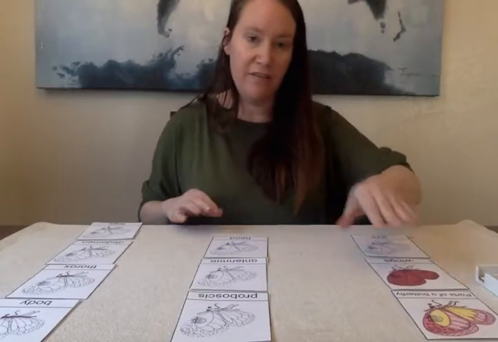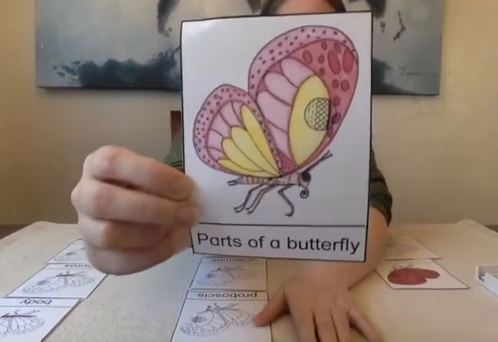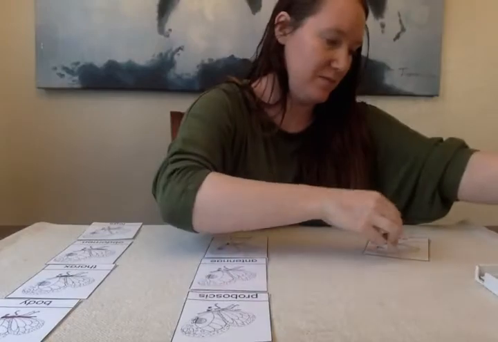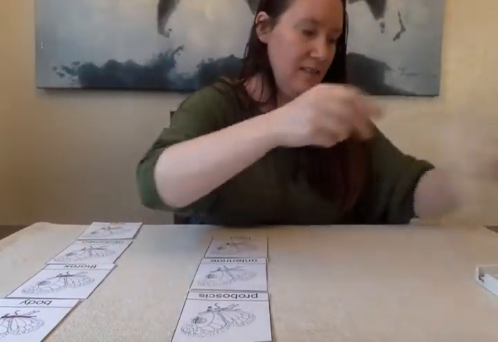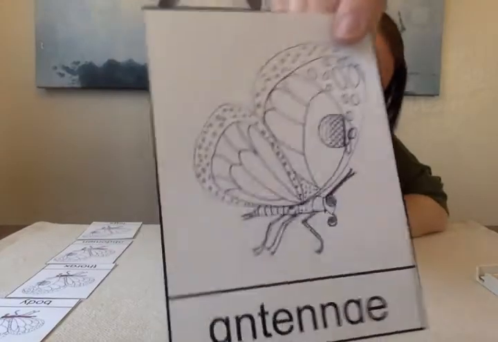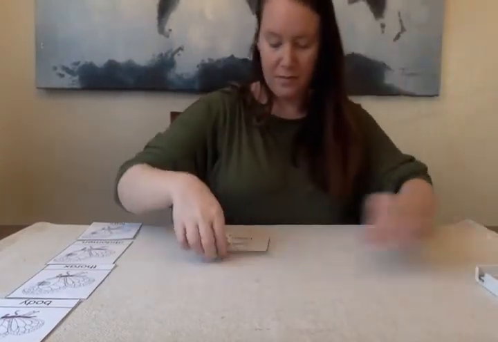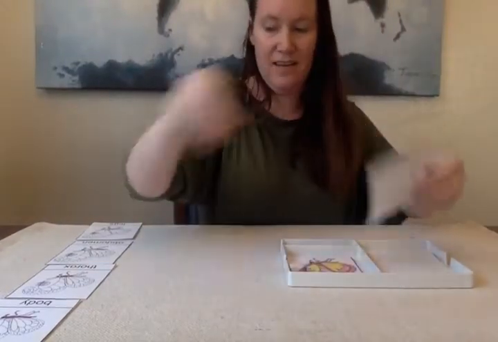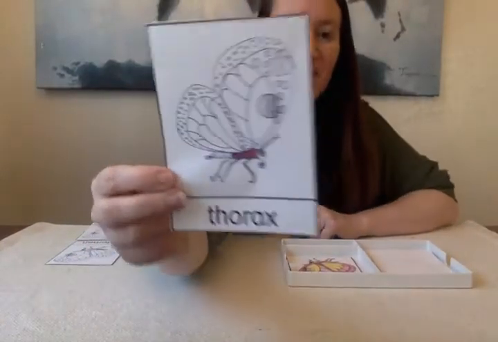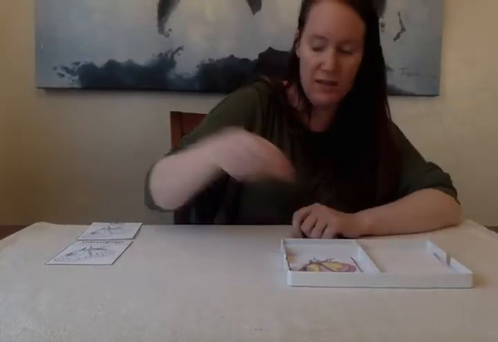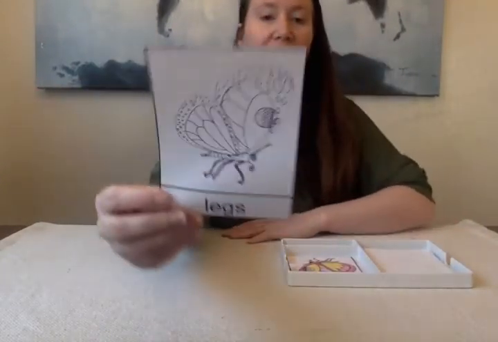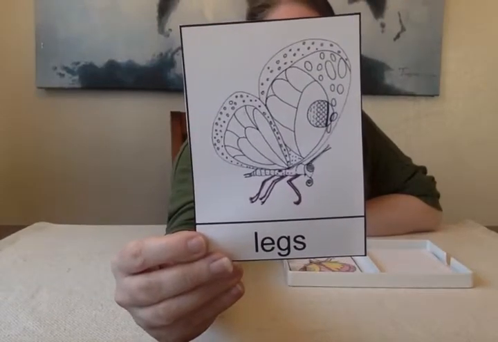There are 10 parts of the butterfly for this activity. So this is the whole butterfly. The wings. The eye. The proboscis. The antenna. The head. The body. Remember, the body has segments or sections. The first is the thorax, the upper section. Then the abdomen, which is the lower section. And then the butterfly is an insect with 6 legs.